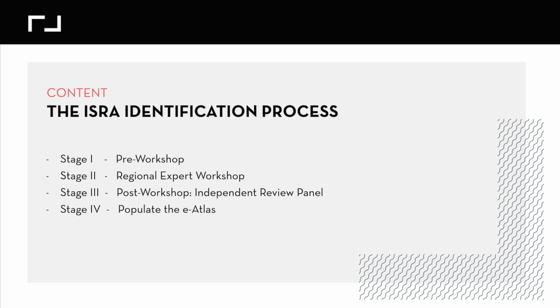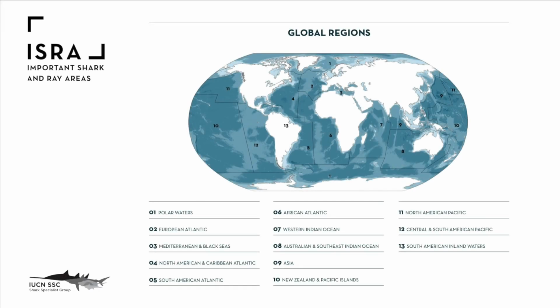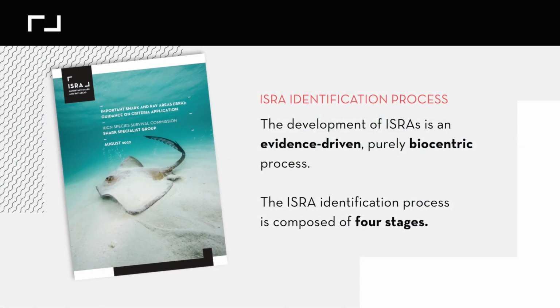Hello, in this tutorial we will walk you through the different steps of the ISRA identification process. ISRAs are delineated through a regional identification process. For that purpose, 13 regions have been identified around the world. Each of these regions will be evaluated through an individual ISRA identification process. The development of ISRAs is an evidence-driven, purely biocentric process. The ISRA identification process is composed of 4 stages.